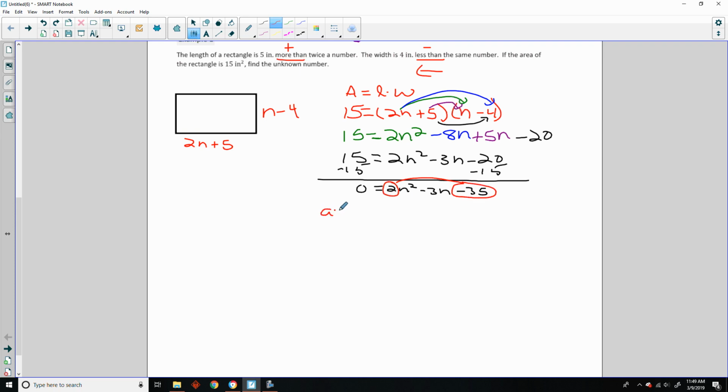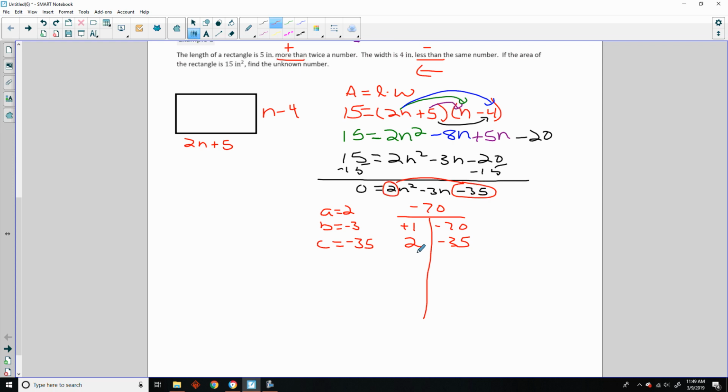So A equals 2, B equals negative 3, and C equals negative 35. We're looking for factors of A times C, which is negative 70, that add up to negative 3. In order for it to be negative, the bigger number has to be negative, and the smaller number has to be positive, because a positive times a negative is negative. So it's 1 times a negative 70, and add those, you get negative 69. It's not negative 3, so I keep going. 2 times negative 35 is a negative 33 sum.